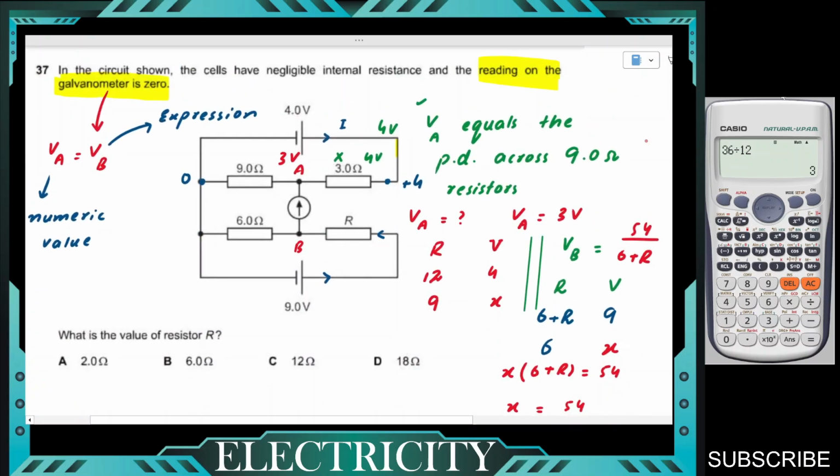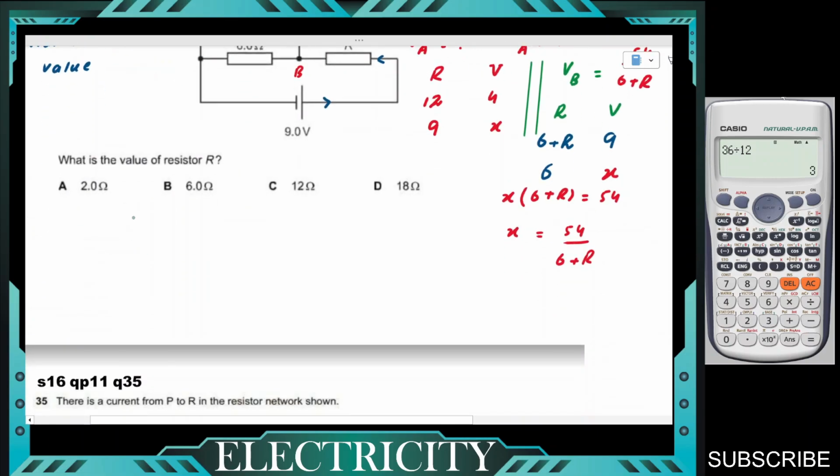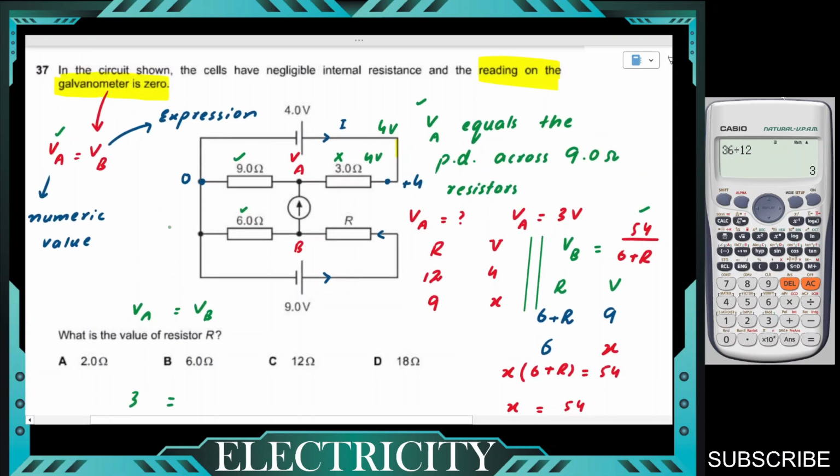And when I told you at the very start of the question that from the upper loop you're going to get a numeric value, which you got, which was 3 volts, which is the voltage across this one. And for the lower loop, you're going to get an expression, which you have obtained over here. And if there is no current flowing through the galvanometer, it means the potential at A equals the potential at B. Hence, we can say 3 volts, which was the potential at A, equals the potential at B, which is 54 over 6 plus R.